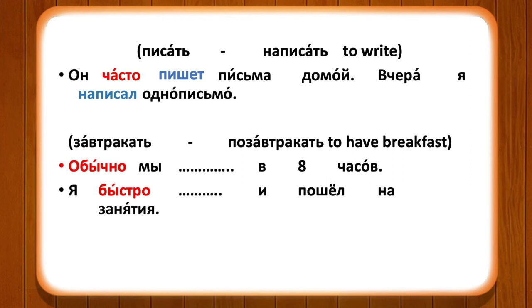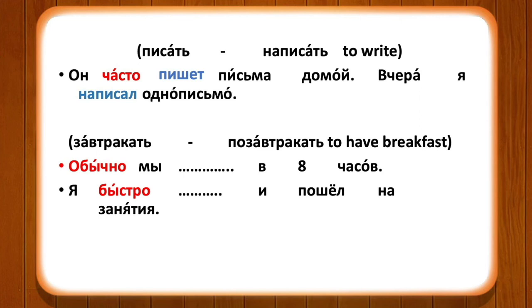Or вчера я написала одно письмо. That can be написал or написала, both would be correct depending on the gender of the pronoun я. If it is a boy, it can be я написал. If it's a girl, it can be я написала. So past tense form of the verb of perfective aspect.